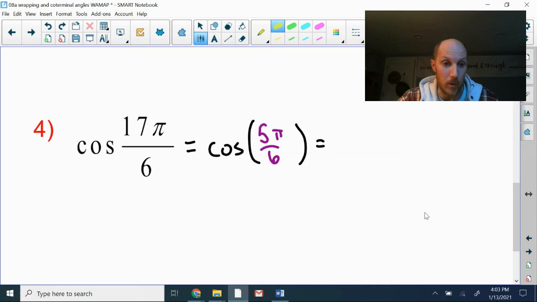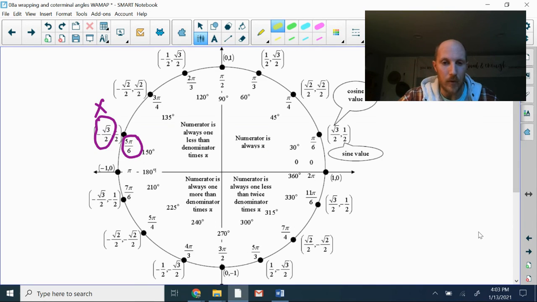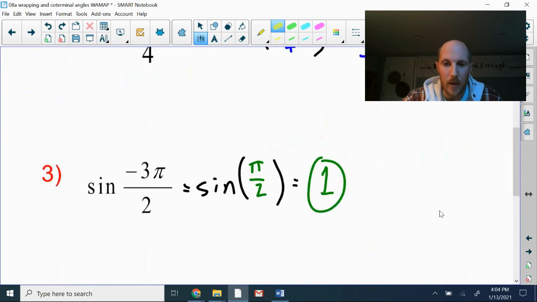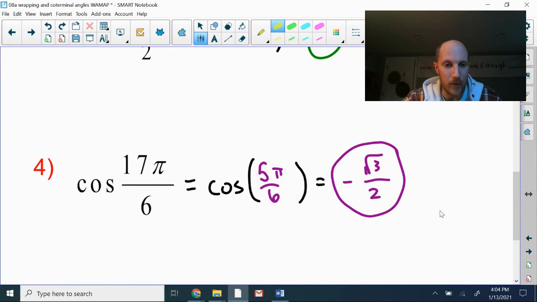Last problem, cosine of 17 pi over 6. Again, that angle is too large, so I'm going to find an equivalent problem using a coterminal angle. So cosine of 5 pi over 6. Let's go to the unit circle on this one. 5 pi over 6 over there in quadrant number 2. And cosine is the x coordinate, so I need that negative radical 3 over 2. And we'll bring that back as my final answer.